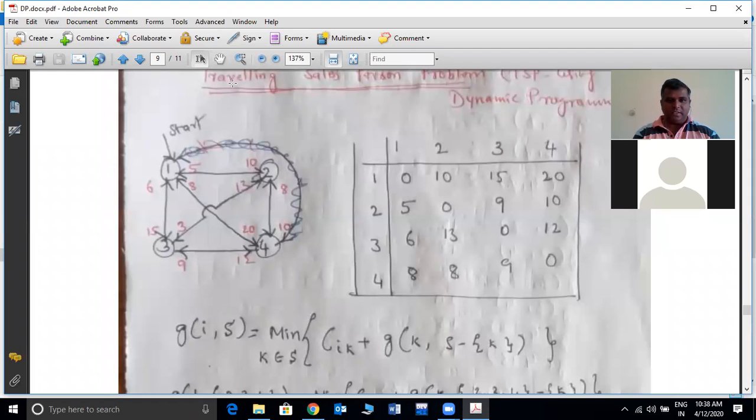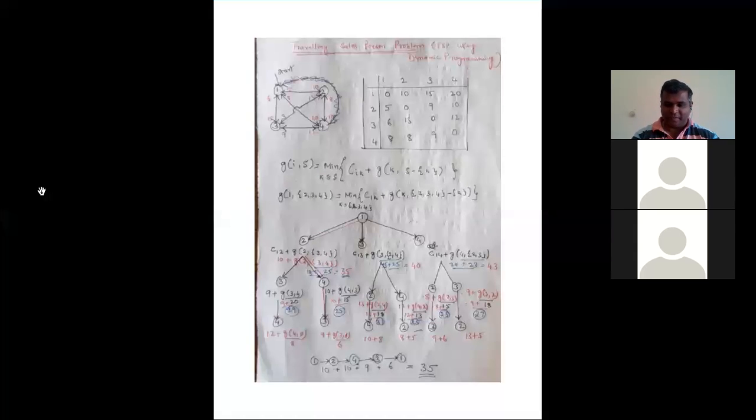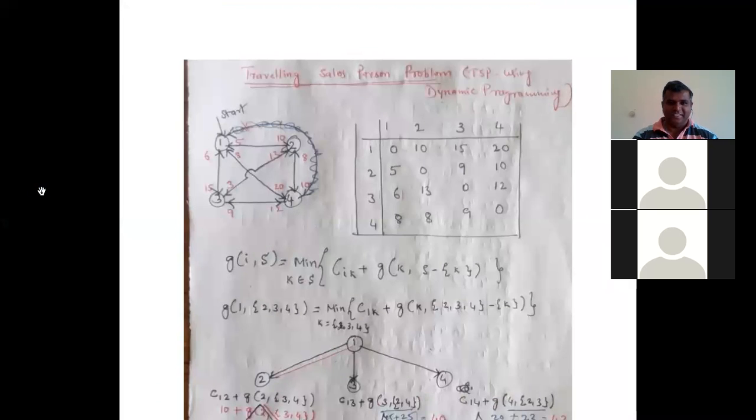In the last session, we have discussed what problem? Optimal binary search tree. Yes, okay. In the last class, we have discussed optimal binary search tree using dynamic programming designing technique.